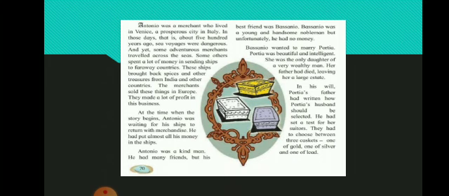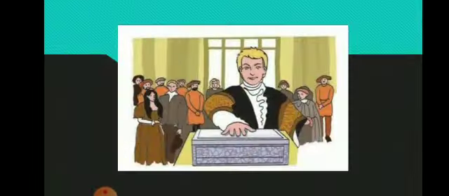Okay, now let us move to the next paragraph, that is the next page. Okay, now children, here you can see the casket. Okay children, now the remaining part we will see in the next video.